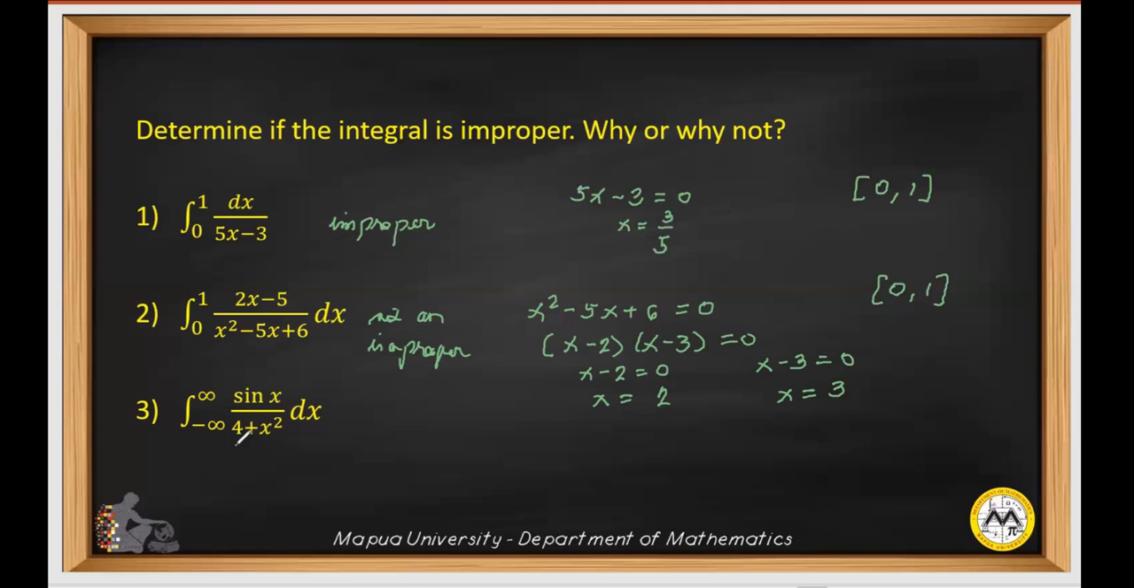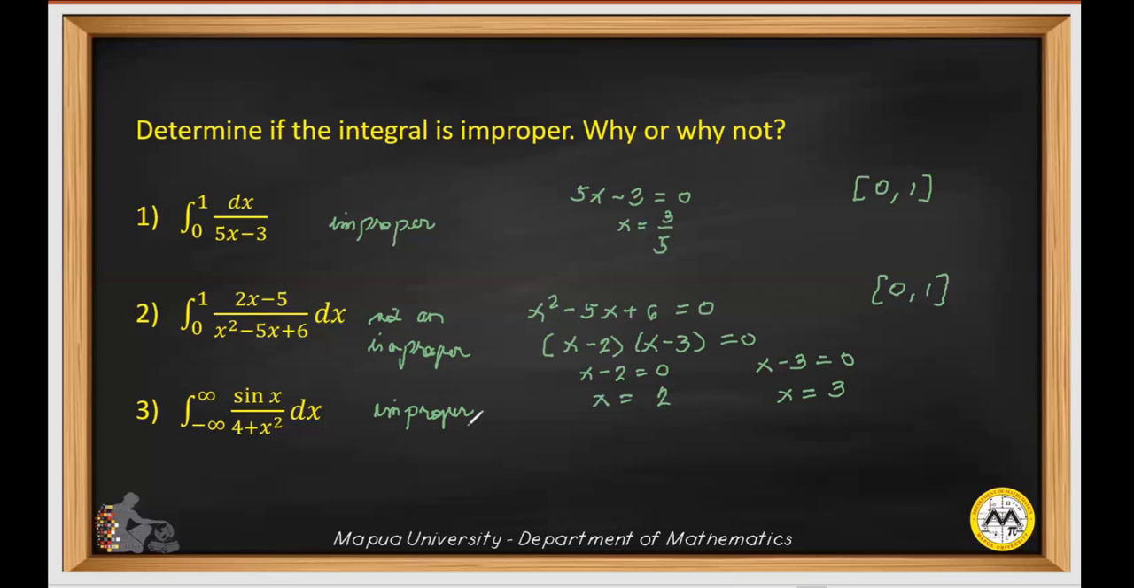Now, of course, example number 3, the definite integral of sine of x over 4 plus x squared times dx from the lower limit of integration negative infinity to the upper limit infinity is obviously an improper integral since the lower limit and the upper limit increase without bound. Hence we have an improper integral.